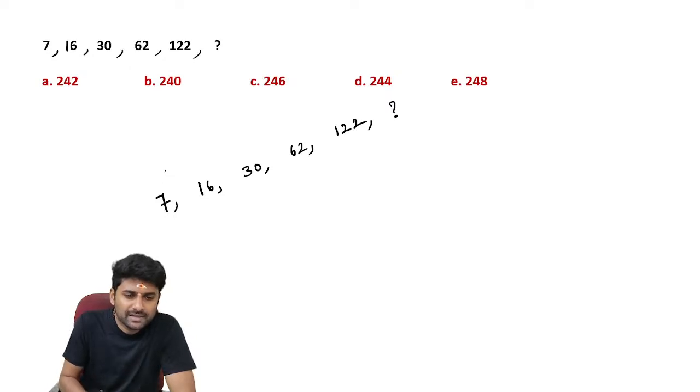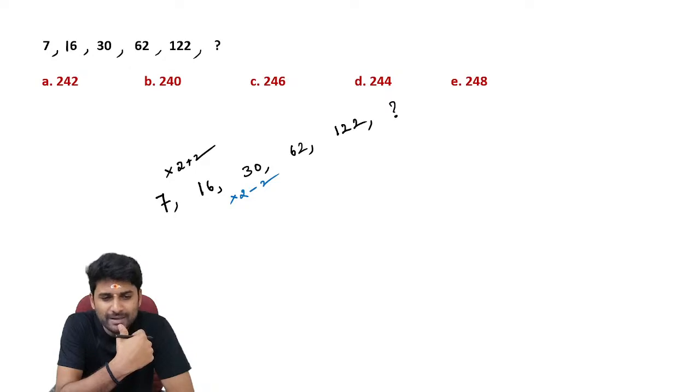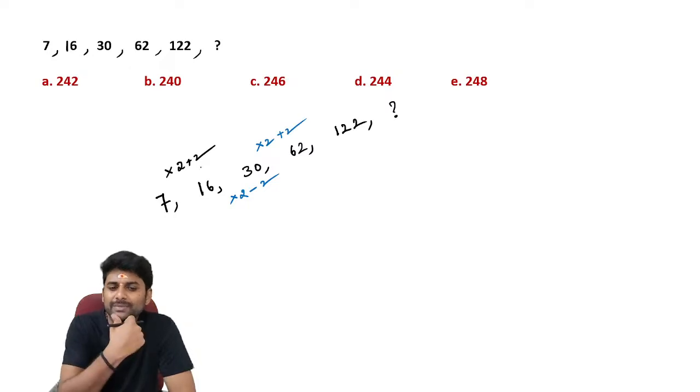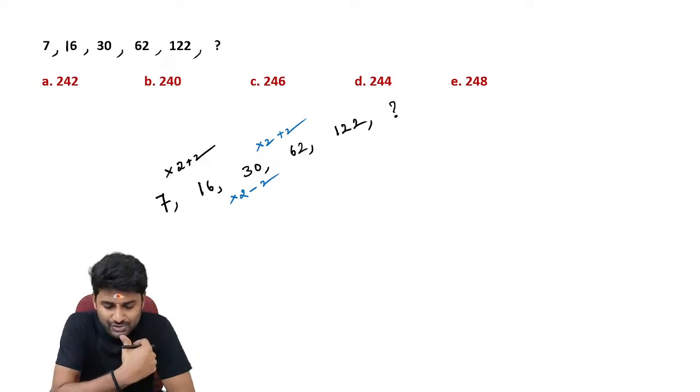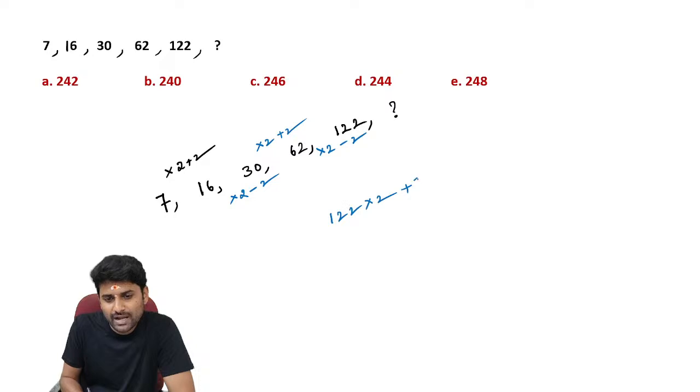Now see, 7 becomes 16 by multiplying by 2 and adding 2: 7 into 2 is 14, 14 plus 2 is 16. If 16 is multiplied by 2 minus 2, it becomes 30: 16 into 2 is 32, minus 2 is 30. Again, 30 multiplied by 2 plus 2 becomes 62: 60 plus 2. Again, 62 multiplied by 2 minus 2 becomes 122. Finally, 122 multiplied by 2 plus 2 is 244 plus 2, equal to 246.